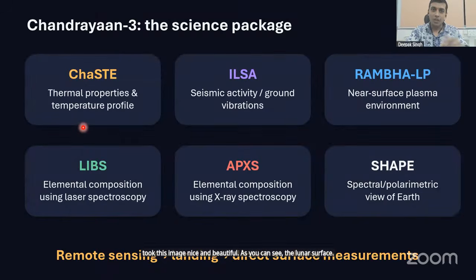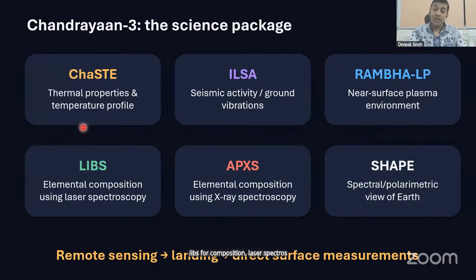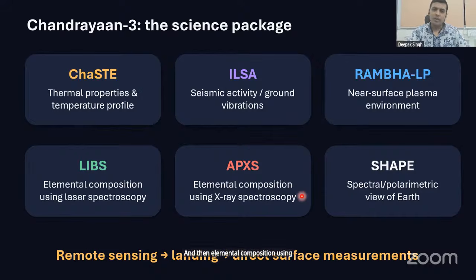Moving on, Chandrayaan 3 had all these suites: ChaSTE for thermal properties, ILSA for seismic activity, RAMBHA for plasma environments, LIBS for composition, laser spectroscopy, like the spectra I showed you. So you get spectra in situ, not from a distance. You take the sample. And then elemental composition using X-ray spectroscopy. So different spectroscopy, same idea. SHAPE for polarimetric view of Earth, all those things. So remote sensing, landing, and then eventually we got this direct surface measurement.